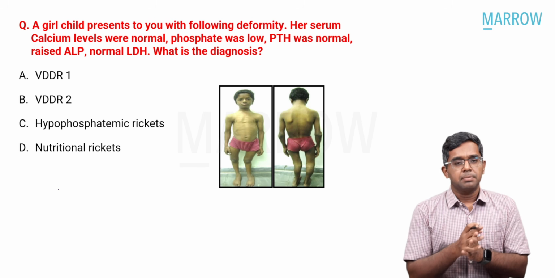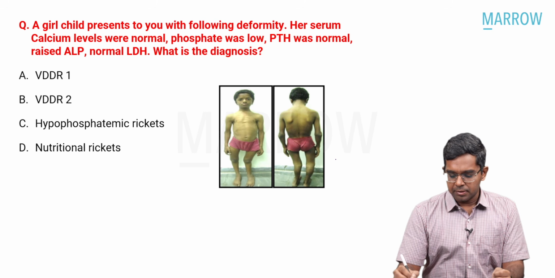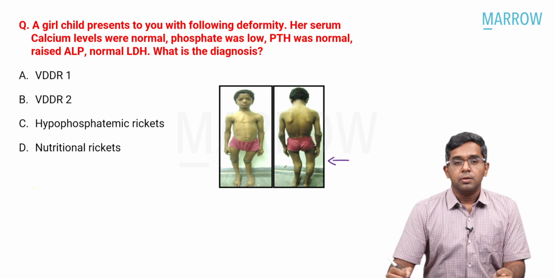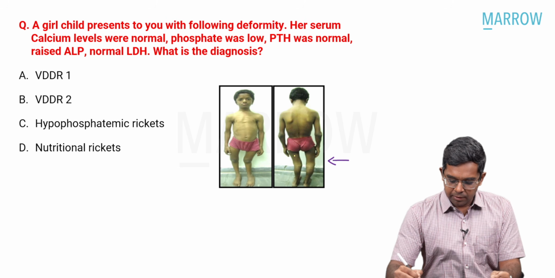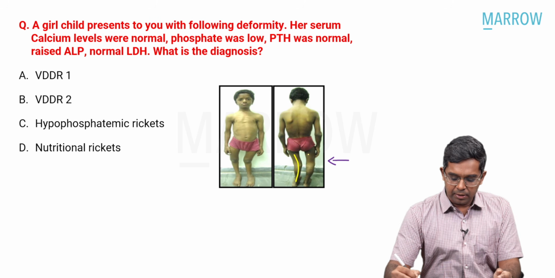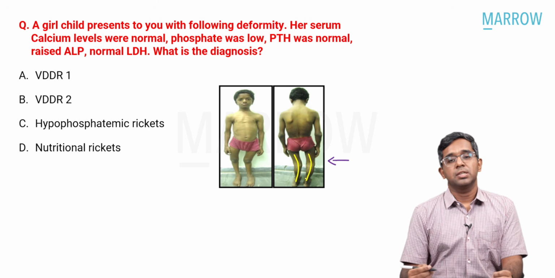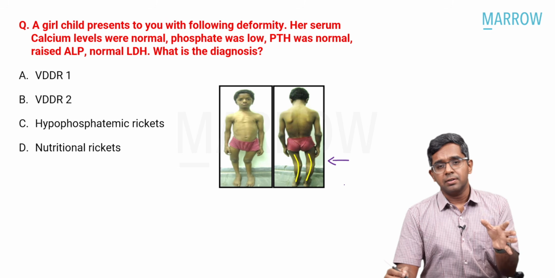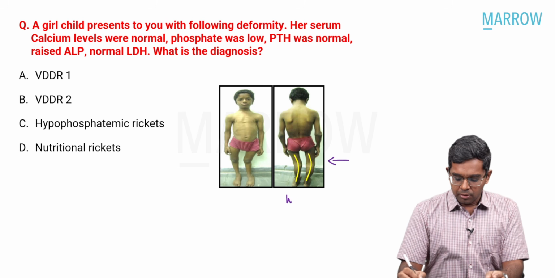A girl child presents to you with the following deformity. Let us see the deformity from this picture in the lower limbs. You can see one leg is deviated medially like this, which is called a varus deformity, and the other leg is deviated laterally like this, which is called a valgus deformity. What do you call this combination of varus and valgus deformity? It's called windswept deformity.